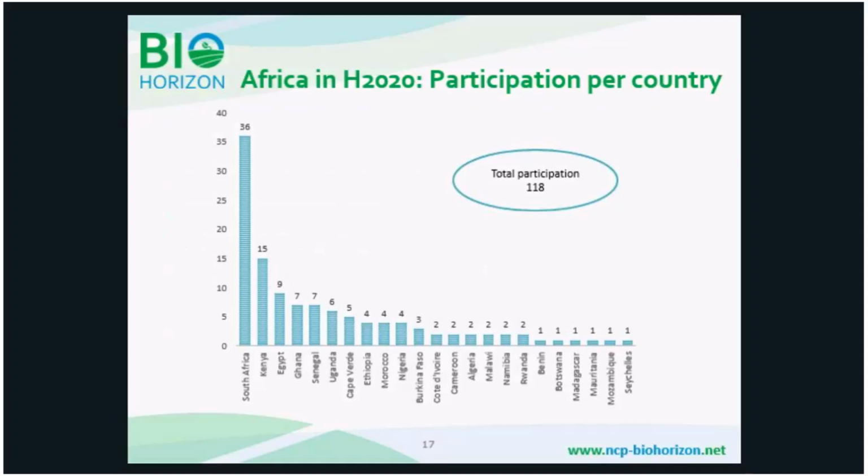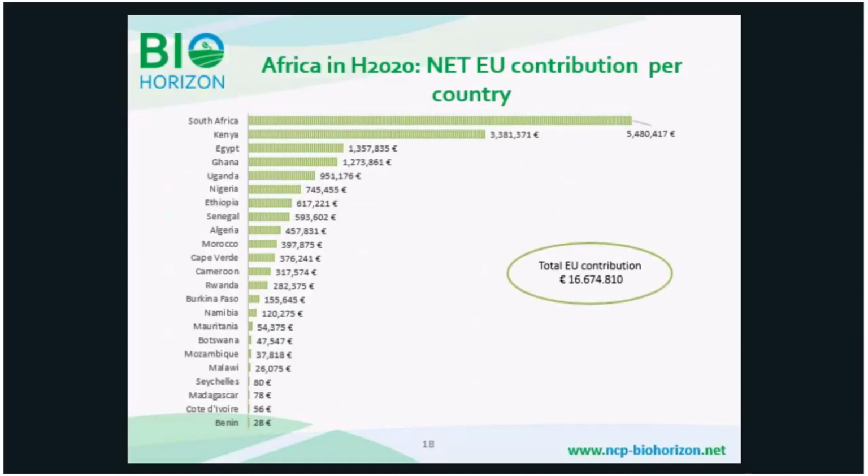Following is the slide of EU contribution per country. Again, this data is from the beginning of the framework program from 2014, and we're talking again EU contribution for topics in Societal Challenge 2. You can see that the total EU contribution to African countries is around 16.5 million euros, and again South Africa comes first with more than 5 million euros, followed by Kenya, Egypt, Ghana and Uganda.